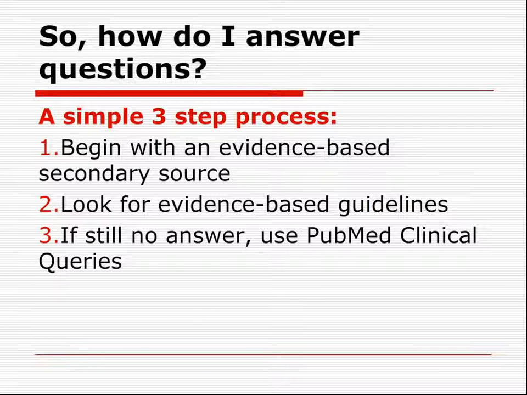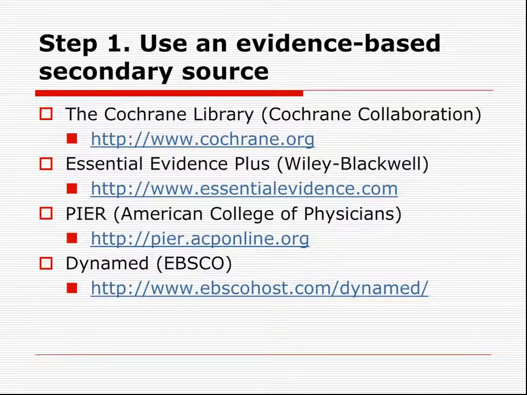As the editor of several publications, I end up doing a lot of searches. I'll read something from an author and want to know, is that really an evidence-based recommendation? So I use this simple 3-step process. I always begin with one of these evidence-based secondary sources that we're going to talk about. If I'm not successful there, I'll move on to evidence-based guidelines. And if there's still no answer, I'll use PubMed's clinical queries.